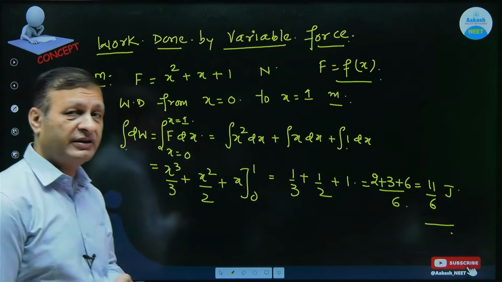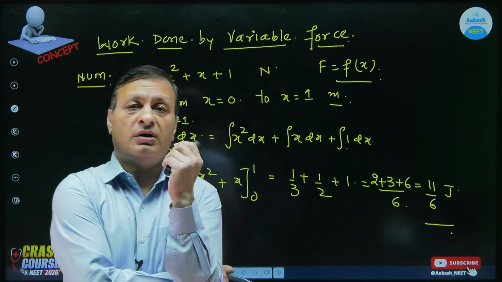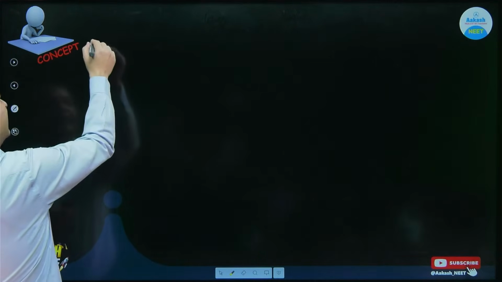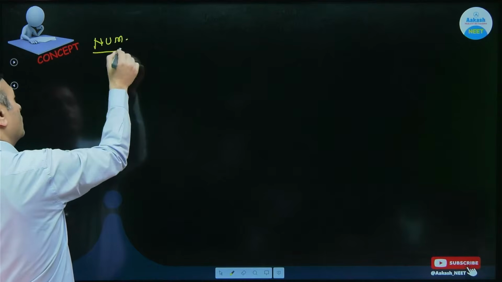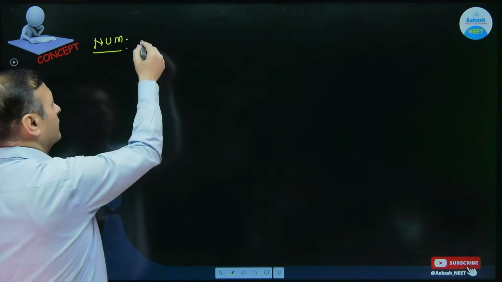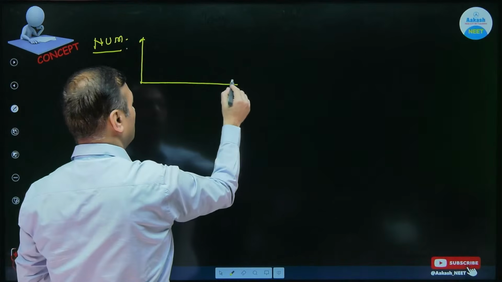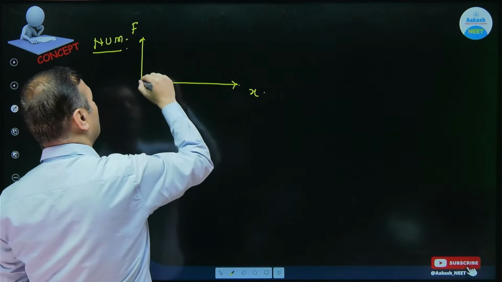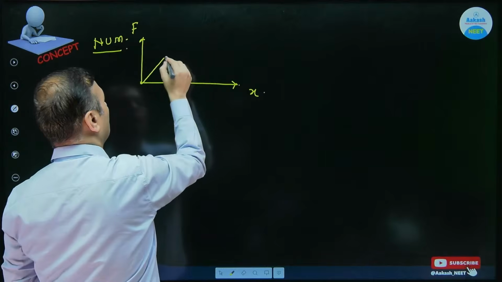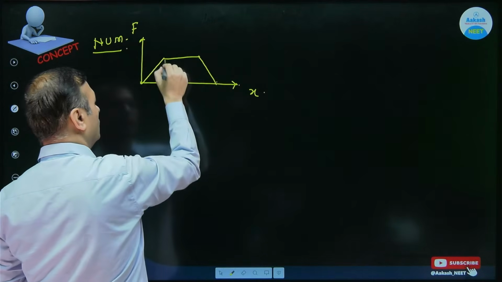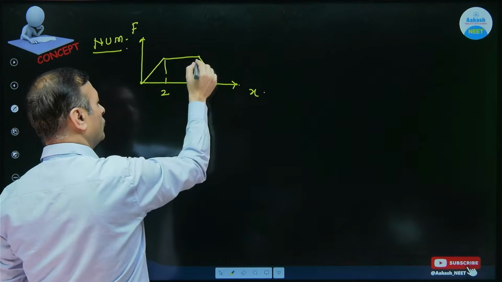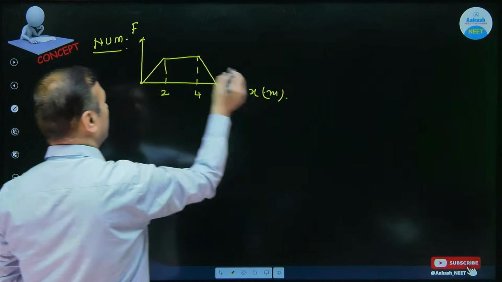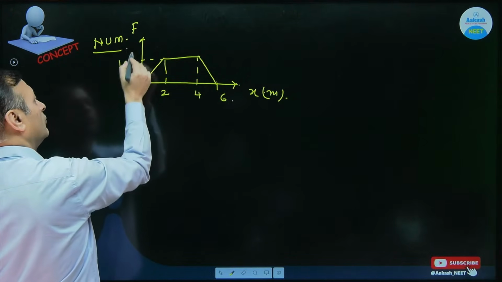Here we were given an equation. What if this variable force is given to us in the form of a graph? So let's pick one more numerical, where x is in meters and this is in newtons.